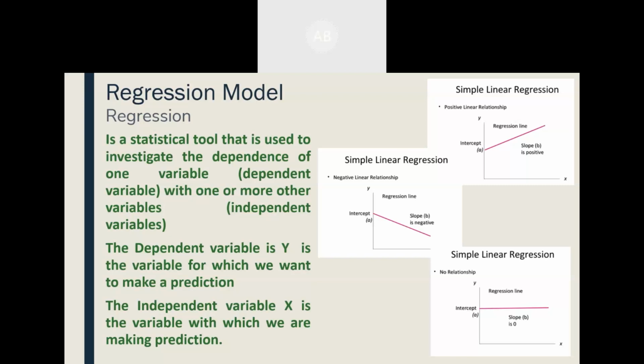On the left hand side of the screen, when you have a negative slope, that means once your x increases, your y decreases. Then you have a positive relationship: once your x increases, y also starts to increase. And then the other one is known as no relationship. When you have x increasing, there is no change in the value of y. These are the three conditions.